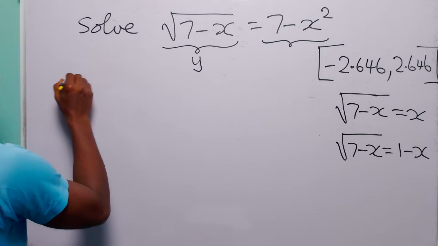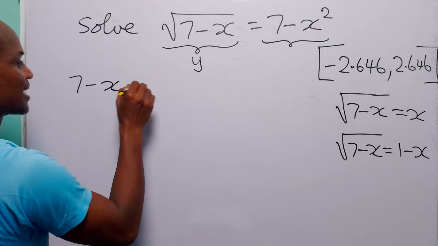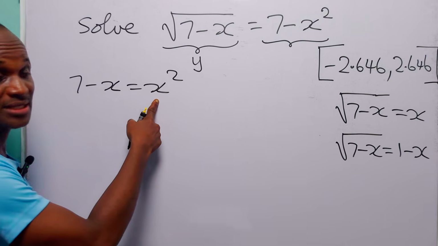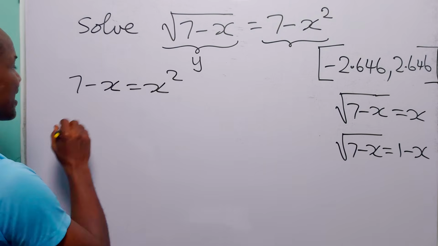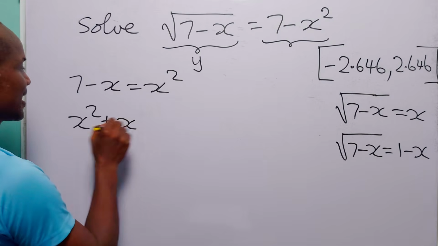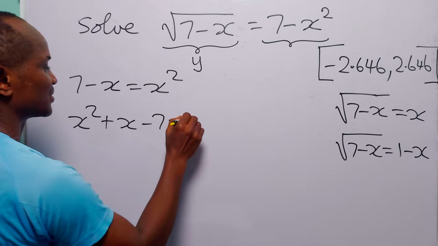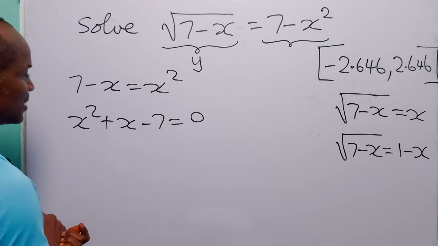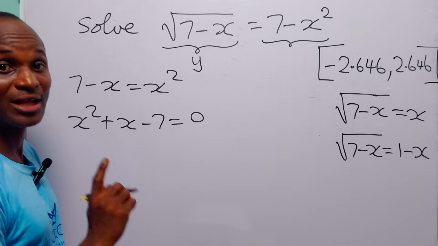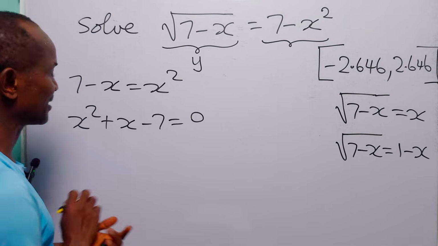When we square, we have 7 minus x is equal to x squared. Now, let us rearrange this quadratic equation. We have x squared plus x minus 7 is equal to 0. Now, we cannot solve this quadratic equation by factorization, so let us solve it by completing the square method.